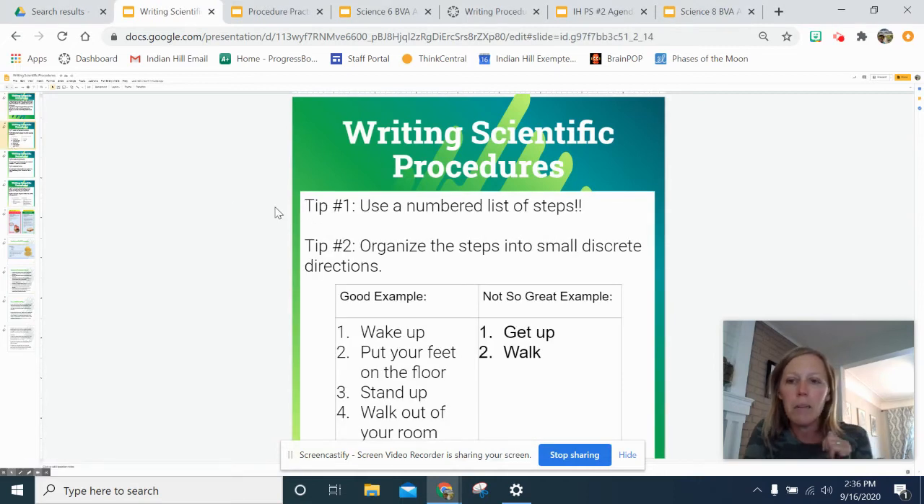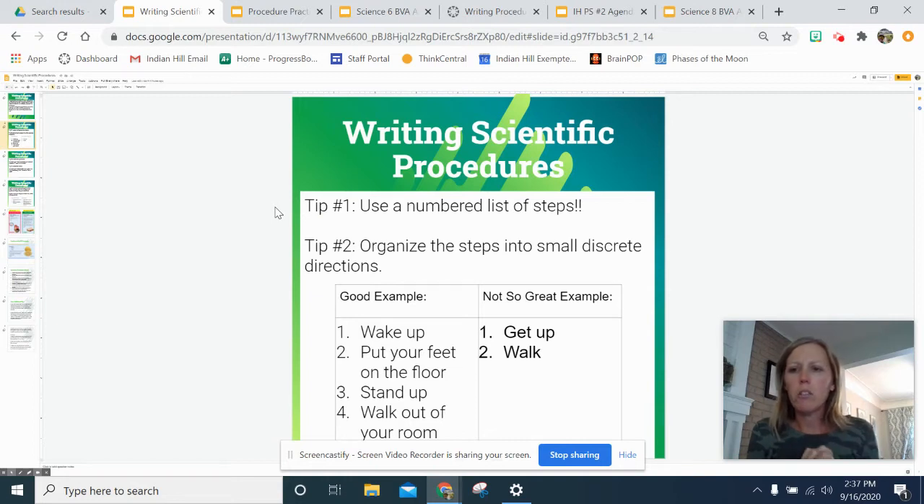Tip number 1 on writing procedures, use a numbered list. Not a bulleted list, not a paragraph, a numbered list. So 1, 2, 3, 4, 5, 6. Okay? Tip number 2, organize the steps into small, discrete directions.